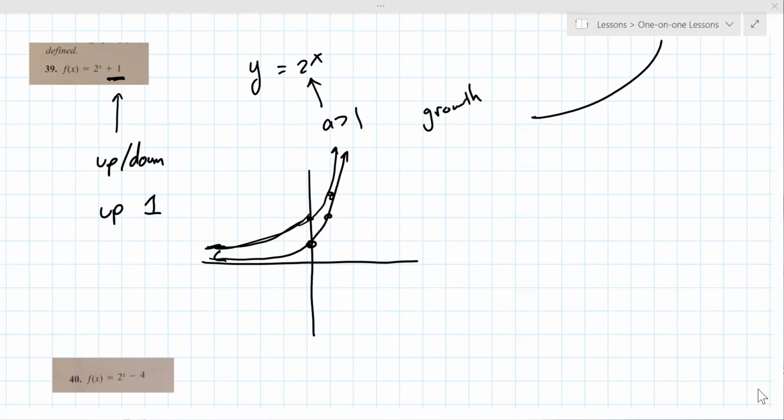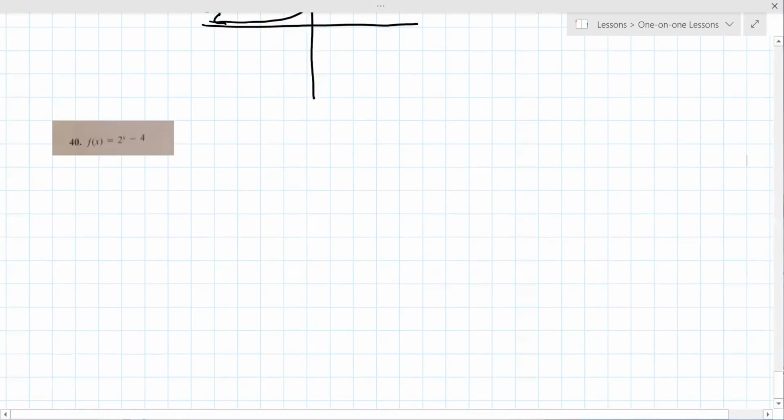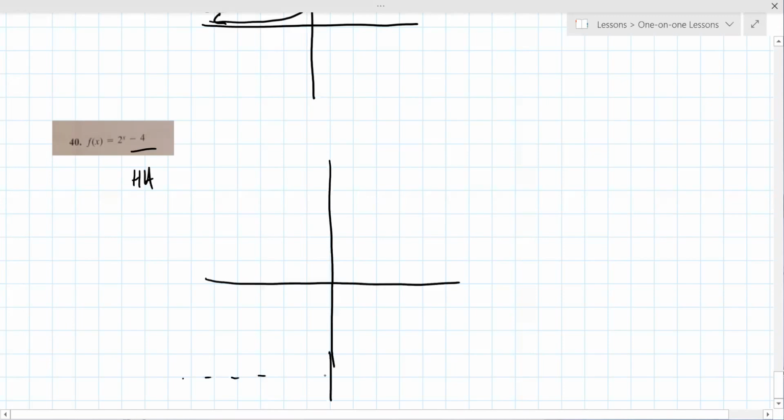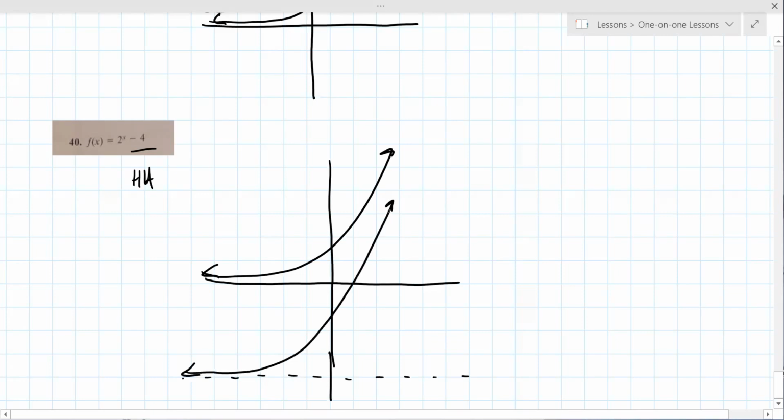Even though it's still 2 to the x, the minus 4 is the horizontal asymptote. That's probably how I should have explained it: the horizontal asymptote is this line right here. So 2 to the x looks like this. When you subtract 4, everything just comes down. So it looks something like that. Oh, okay.